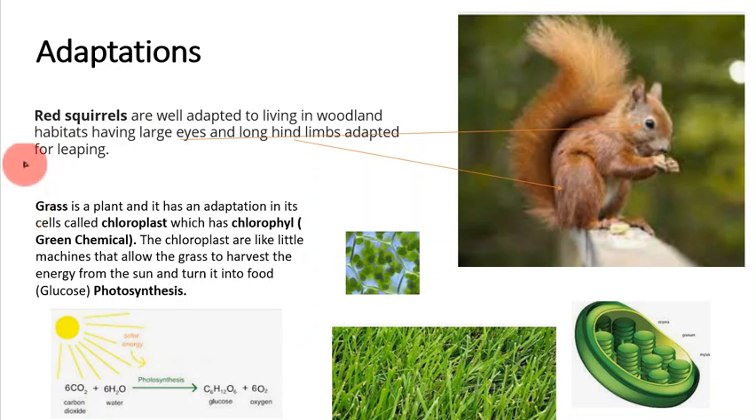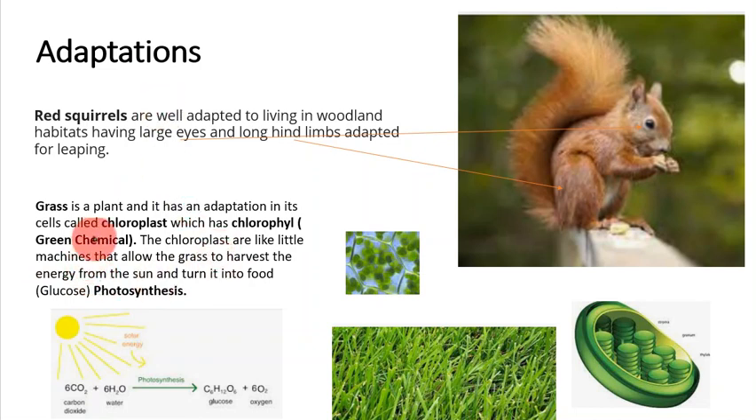It's a living thing. So grass is a plant, and it has an adaptation in its cells called chloroplasts, which have this special substance called chlorophyll, which is the green chemical. It's actually what gives grass and other green plants their color. The chloroplasts are like little machines that allow the grass to harvest the energy from the sun and turn it into food, into glucose. And this process is called photosynthesis.